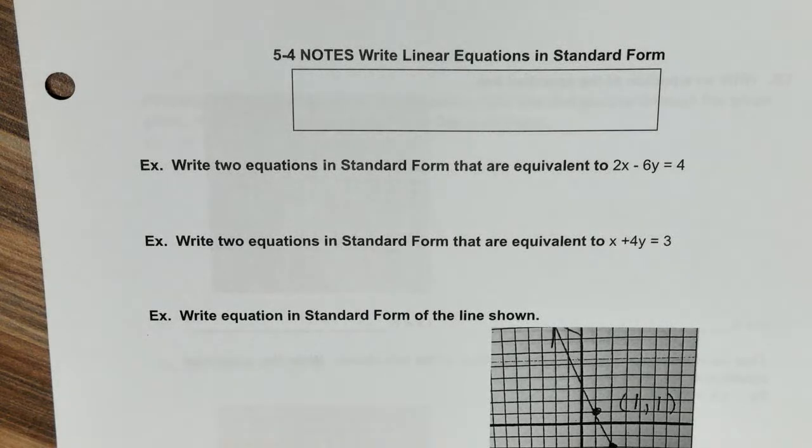Today we're still covering linear equations. So far we have learned point-slope form. Who can tell me point-slope form? Good. y minus y1 equals the slope, open parentheses, x minus x1. We've also covered slope-intercept, which is y equals mx plus b.